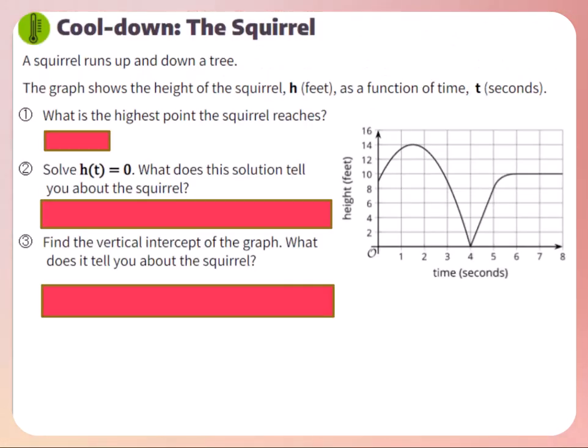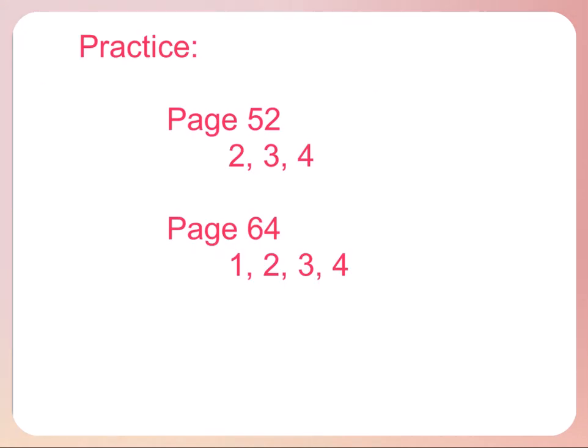Make sure you're doing the cool down for lesson 6. Do those before you leave class and complete the practice starting on page 52. Do questions 2, 3, and 4. All right, and then also do the practice starting on page 64, questions 1, 2, 3, and 4. Go ahead and use the rest of the class period to work on this, and then turn your answers in through Canvas. Come up to me if you need help, or work with the people in your group to get this done.